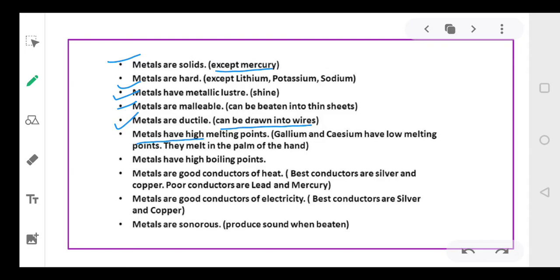Metals have a high melting and boiling point, except two metals, cesium and gallium, which will easily melt when you put them on your palm because of the heat. Metals are good conductors of heat. Silver and copper are the best conductors, while lead and mercury are the poor conductors. Metals are good conductors of electricity. Silver and copper are the best conductors of electricity. Metals are sonorous, that is, when we hit metals with a hard object, they produce sound.